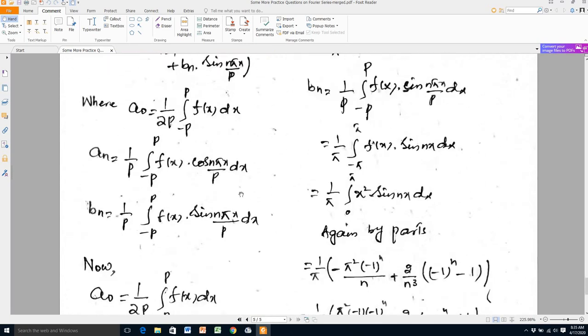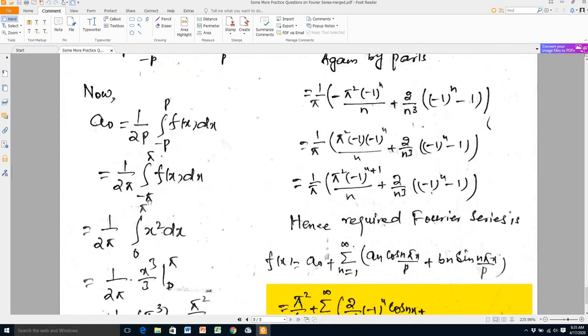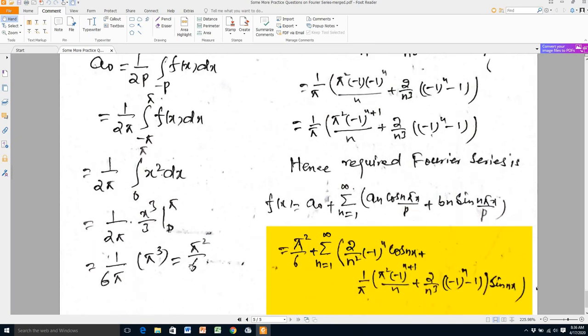So when I am expanding from minus pi to pi, from minus pi to 0 the value is 0, so I am not writing that, and I am writing only from 0 to pi, where the function is x squared dx. After simplification you get 1 over 2 pi, x cube by 3 from 0 to pi, and 1 over 6 pi when you make substitution and evaluate at the given limits, and you get pi square over 6.